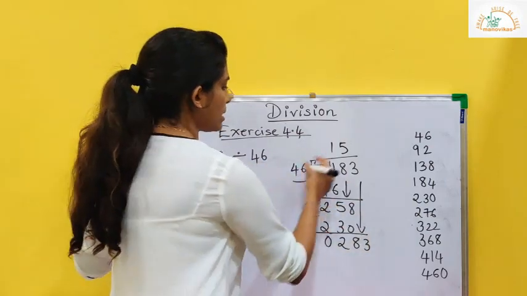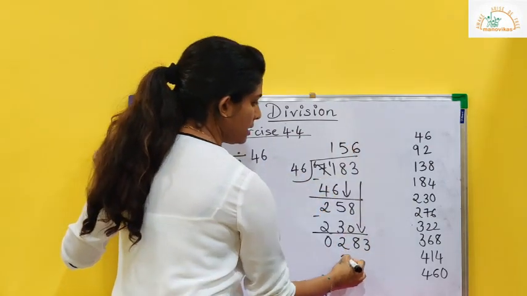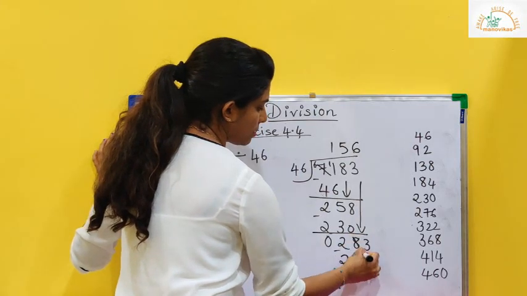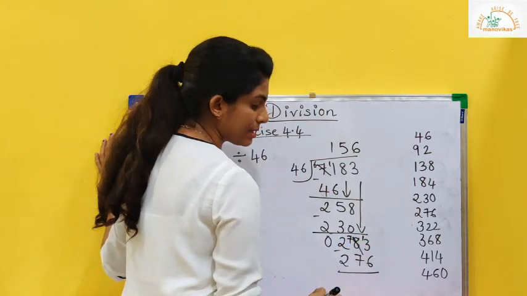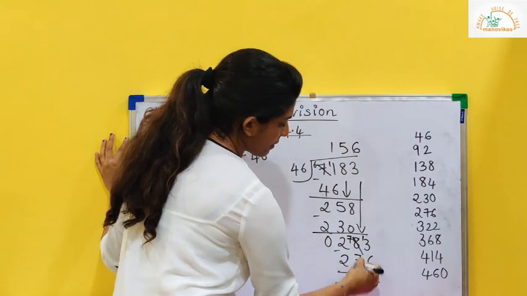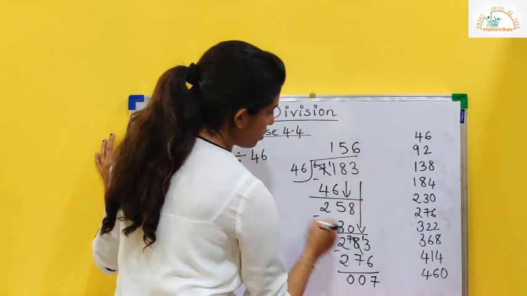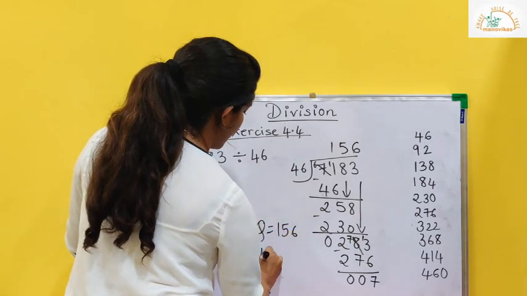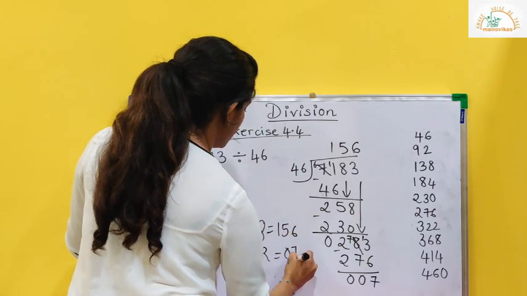276. So, 46 6s are 276, and subtract it. 13 minus 6 is 7. 7 minus 7 is 0, 0. Now, the quotient here is 156 and the remainder here is 07.